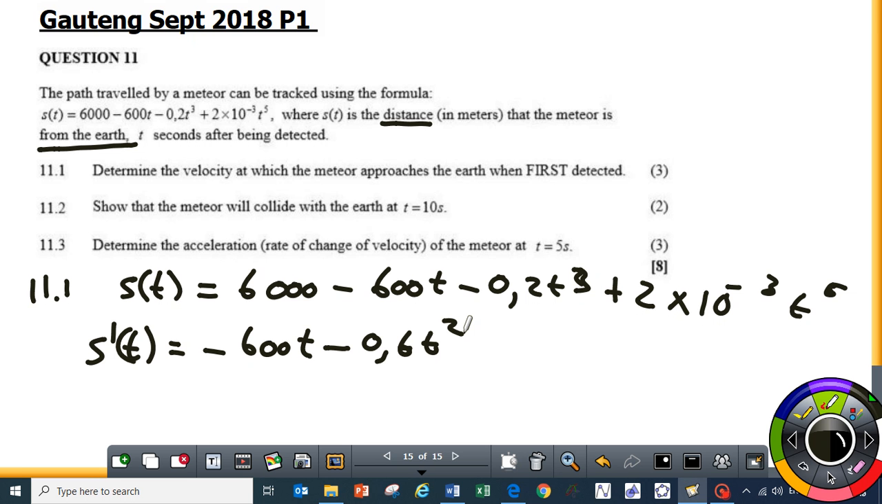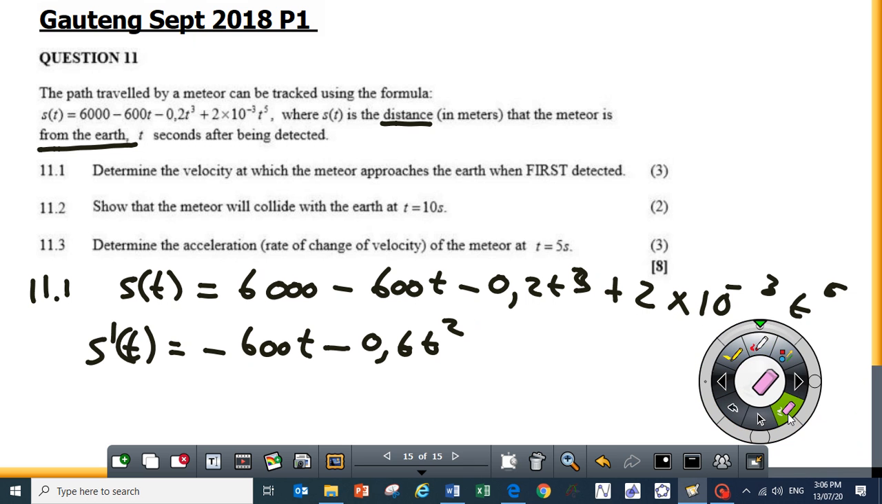Minus 600 what? Oh, yeah. Okay, there's no t, sorry. Thank you. No t there. All right, so this is minus 0.6 t squared. Is that what you got?